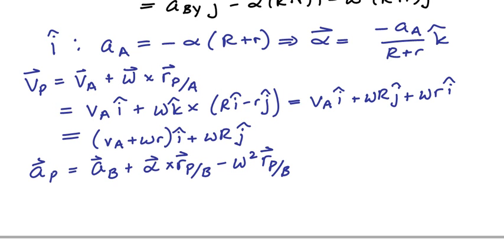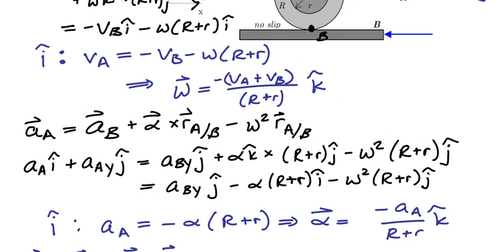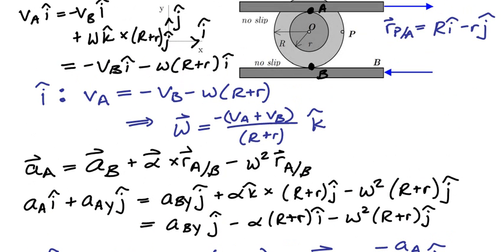Now, how can I work this out? Well, I can go ahead and plug in here. I don't know AB exactly, but I know it's purely in the y direction, so I'll have ABY in the j. I'll add to that a known value alpha in the k, and I'll cross that with r of P with respect to B. If I go back to my drawing yet again, we'll see that r of P with respect to B is equal to big R in the i plus big R in the j.